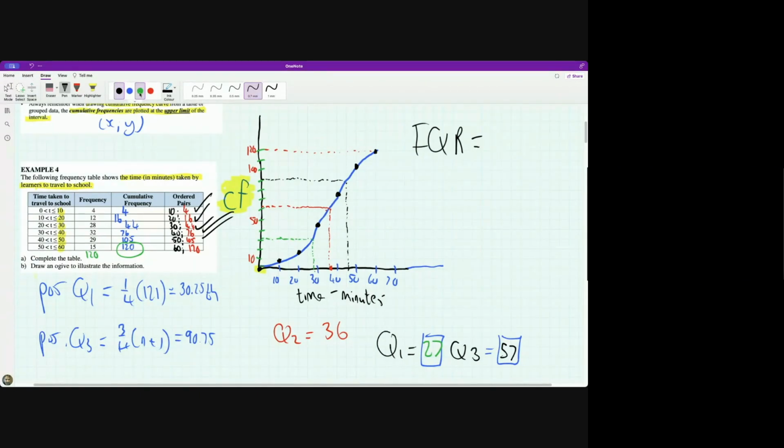Okay, for Q3, give me a thumbs up, Atlikhang, if you agree that the position is 90.75. That's the position of the upper quartile. Okay, now let's go to the vertical axis. Can you see that this black line is in line with 90 almost? Then I draw a dotted line across, and then I drop straight down, and look at where it's landing.